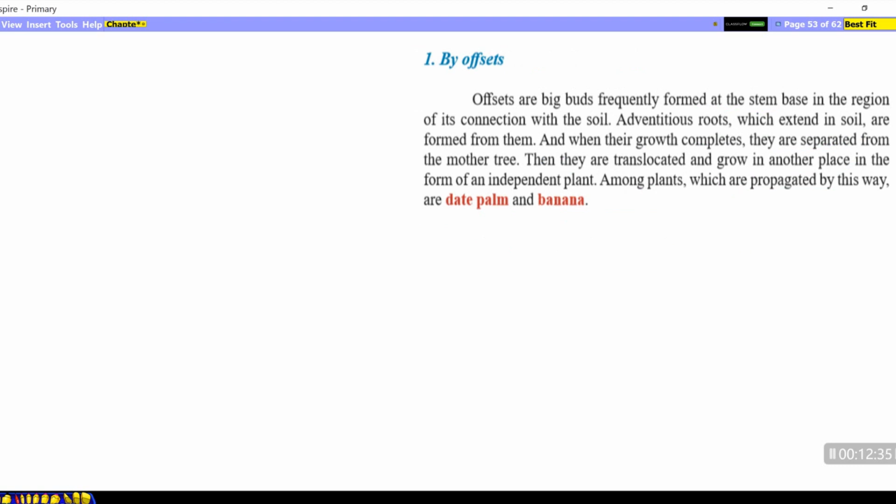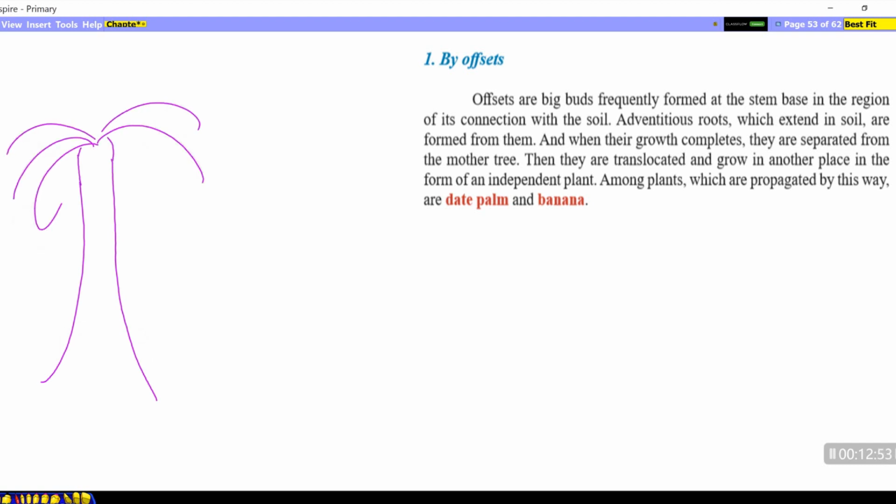Offsets are an example of artificial vegetative propagation. Offsets are big buds frequently formed at the stem base in the region where it connects with the soil. So in a date palm tree, at the connection point of the stem to the soil, new plants like plantlets grow. Each of these plantlets we call an offset. Adventitious roots which extend in the soil are formed from them. When their growth completes, they are separated from the mother artificially, by hand. Then they are translocated and grow in another position into a complete independent plant. Among plants propagated this way are date palm, which is common in Iraq, and banana.